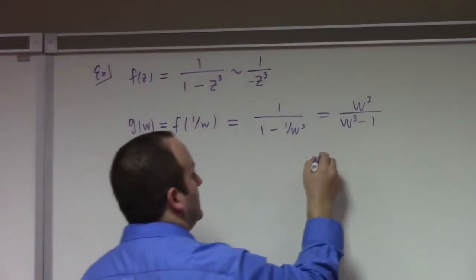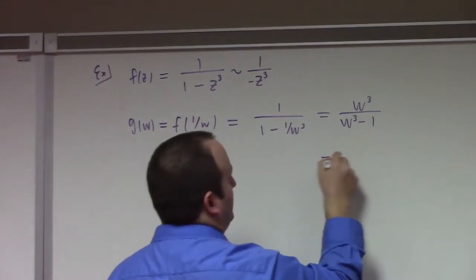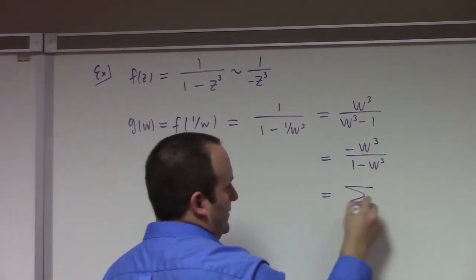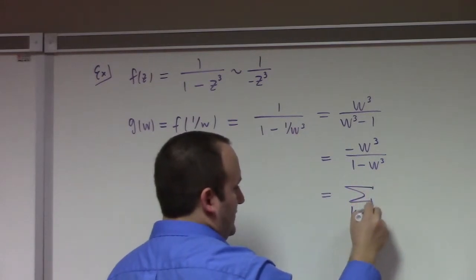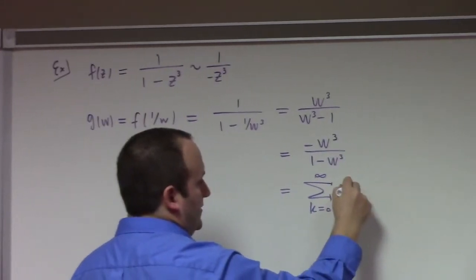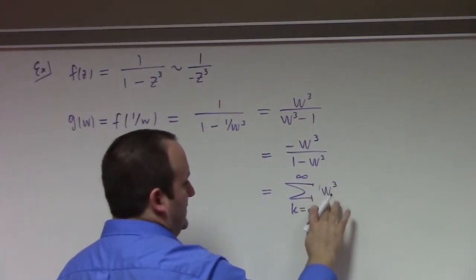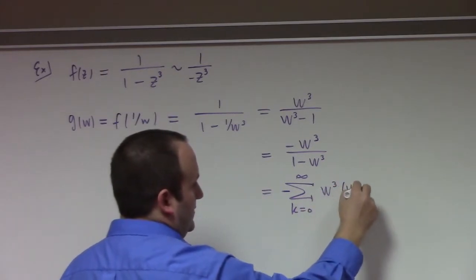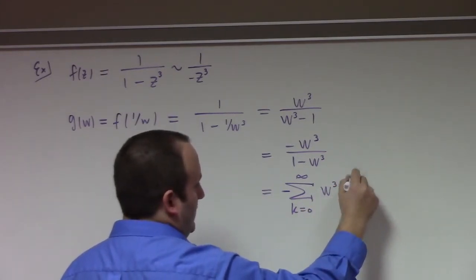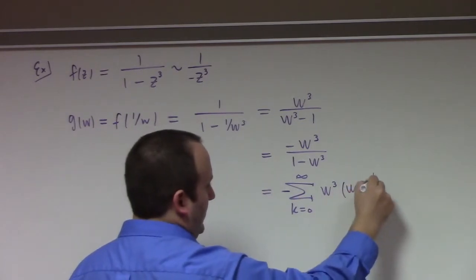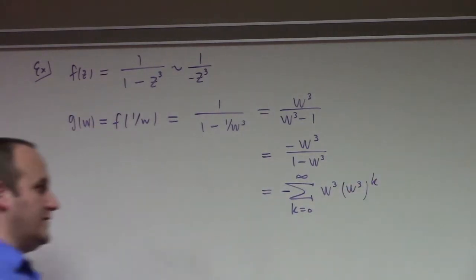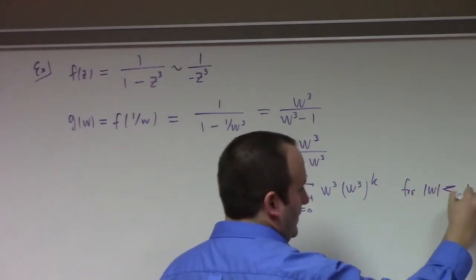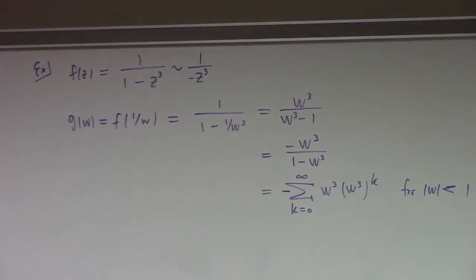So this is equal to minus w cubed over 1 minus w cubed, which is equal to minus the sum k equals 0 to infinity of w cubed to the k power, this geometric series. That's only going to be good for the modulus of w less than 1, right?